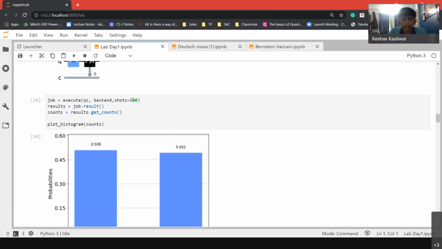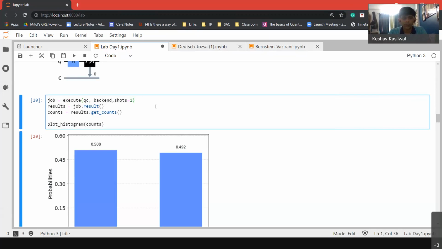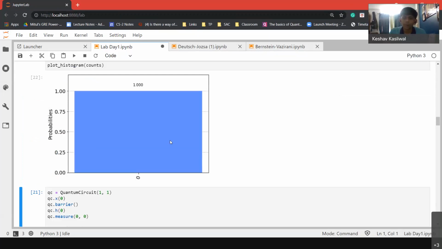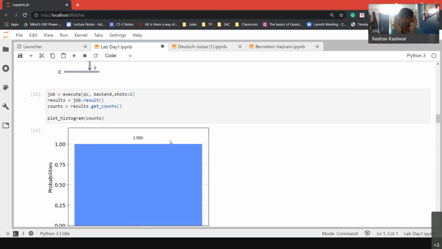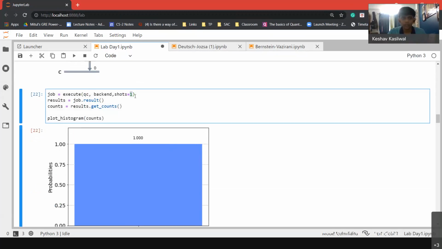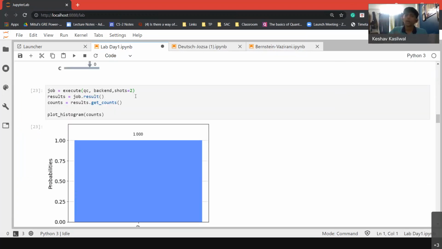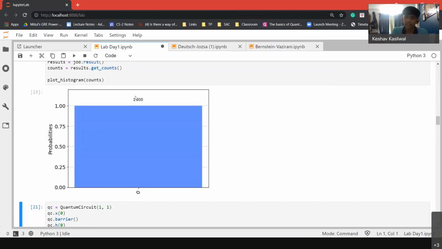Let's say we run it one time. Look, I'm getting a 100% probability of zero. That means that was the one sample we had, and it measured zero. Even if we take two, let's say it again gives zero. But this cannot be truly interpreted as how the Hadamard gate works. That would be wrong, because it has a very limited sample space.